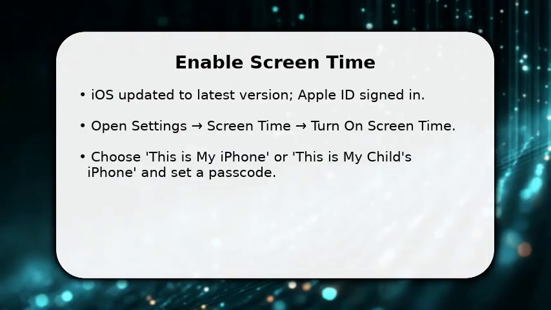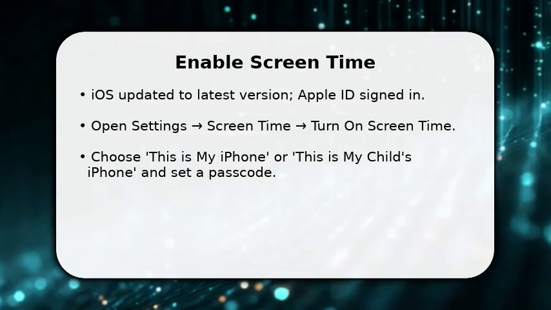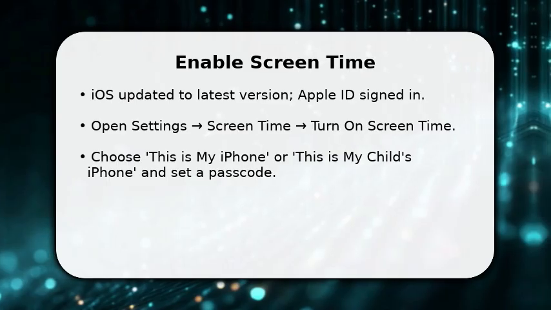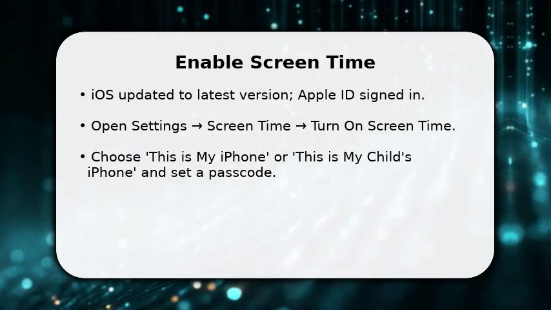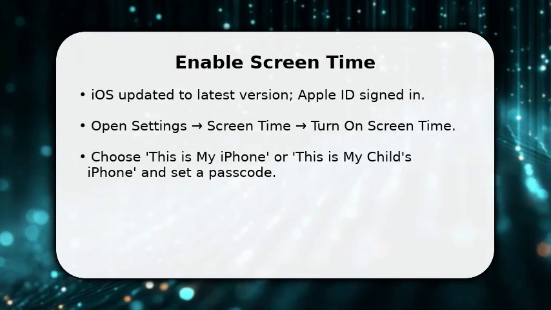You start by confirming iOS is updated and you're signed into your Apple ID. Once done, open Settings and tap Screen Time, turn it on immediately. Choose whether this is your iPhone or a child's device so default behaviors make sense.